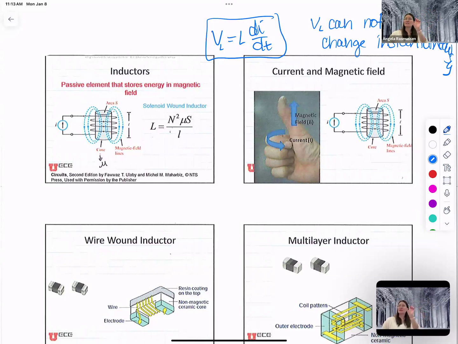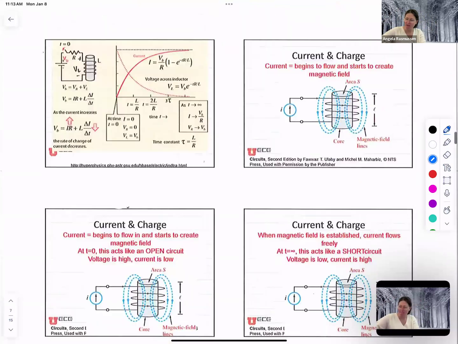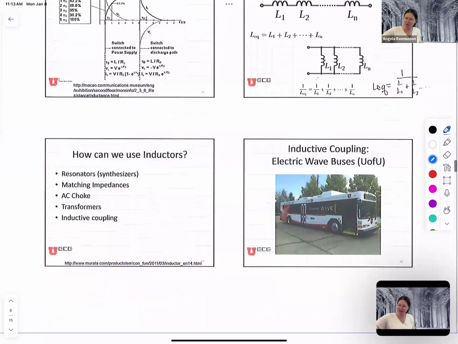So what stays consistent is that the current, which is supplied from the external circuit, can change instantaneously. So I can change that current, but I can't change the voltage. So again, memorize this equation. All right, and then these just describe more about them.